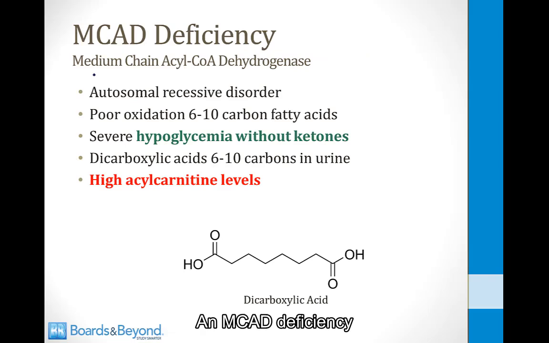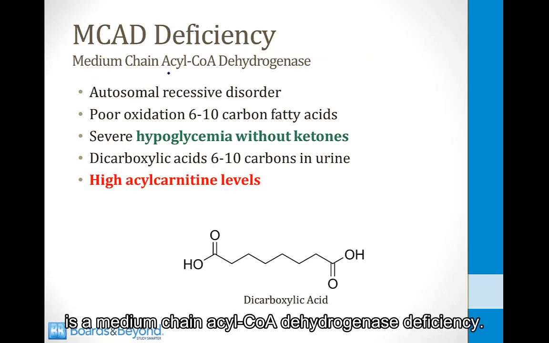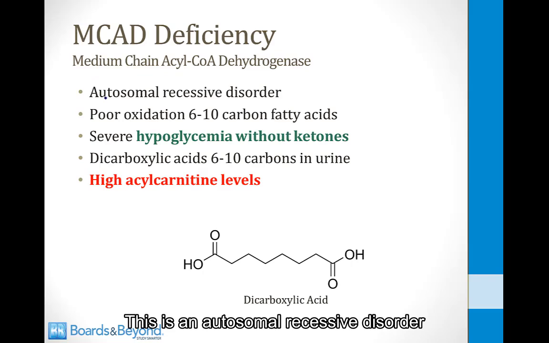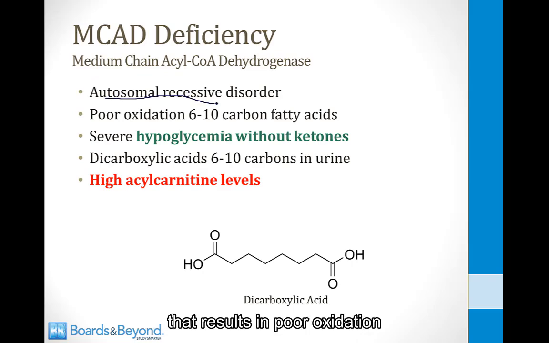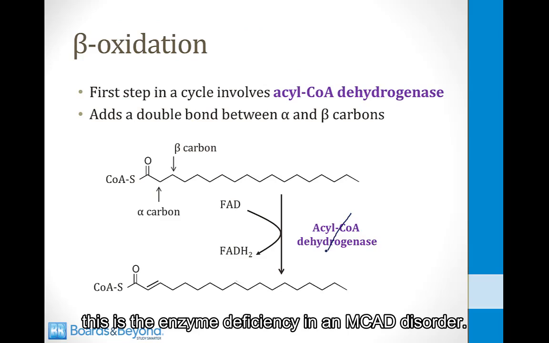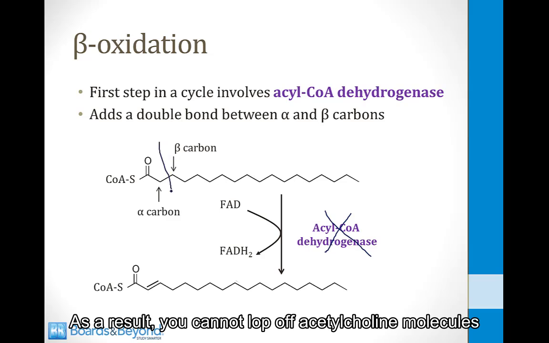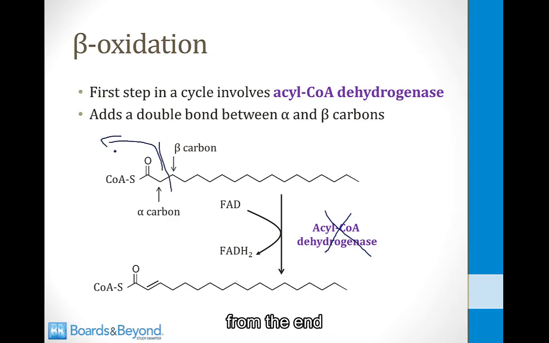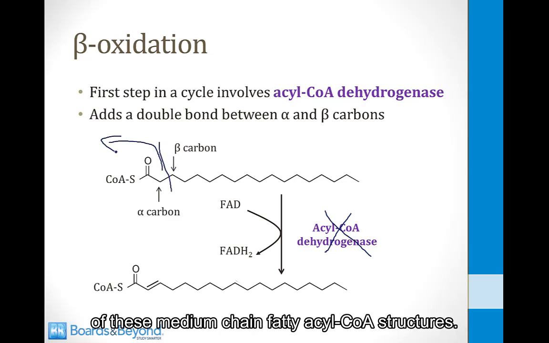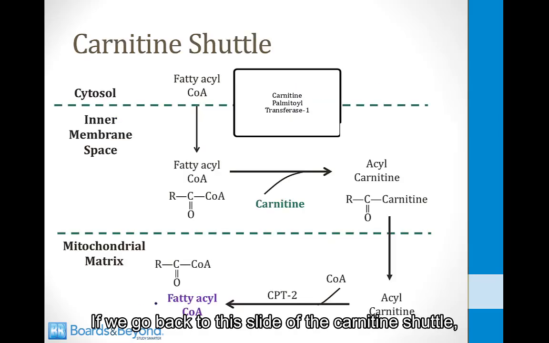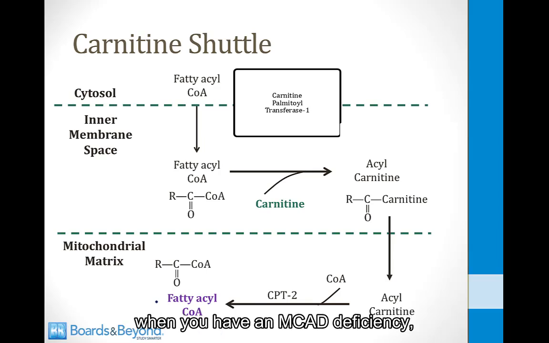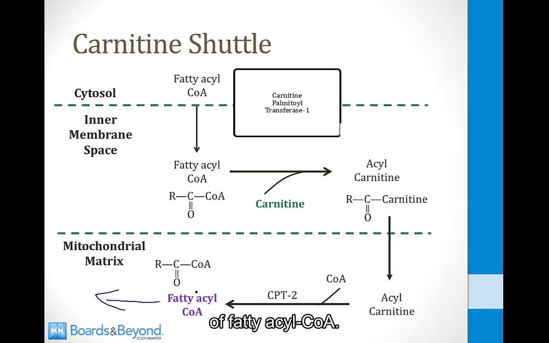An MCAD deficiency is a medium chain acyl-CoA dehydrogenase deficiency. This is an autosomal recessive disorder that results in poor oxidation of 6 to 10 carbon fatty acids. If we go back a couple of slides, this is the enzyme deficiency in an MCAD disorder. As a result, you cannot lop off acetyl-CoA molecules from the end of these medium chain fatty acyl-CoA structures. If we go back to this slide of the carnitine shuttle, when you have an MCAD deficiency, you cannot perform further metabolism of fatty acyl-CoA.